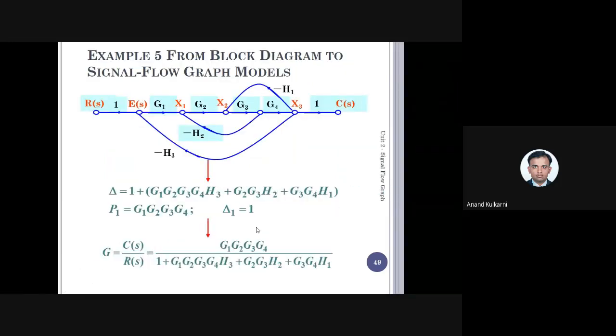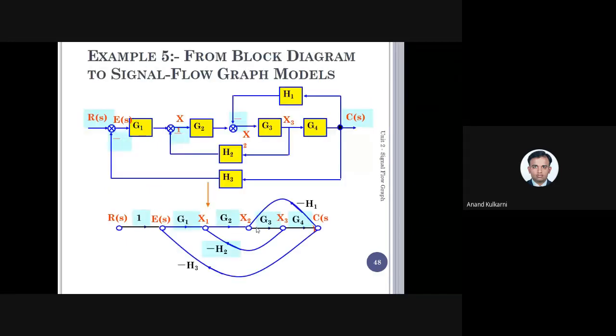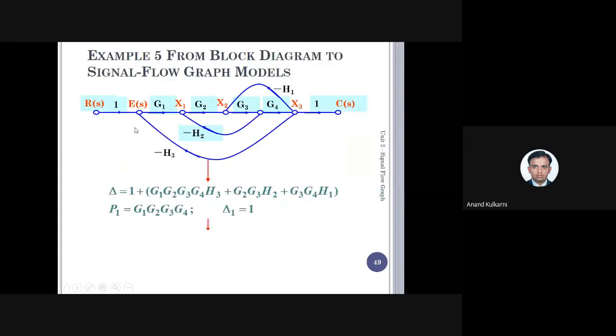Again, the formula is simple. First, find how many forward paths there are. There is only one forward path, that is R of S to E of S, E of S to X1, X2, then X3, then C of S. So there is one forward path. If you just see here, we have one forward path, and with that, we find how many loops there are.